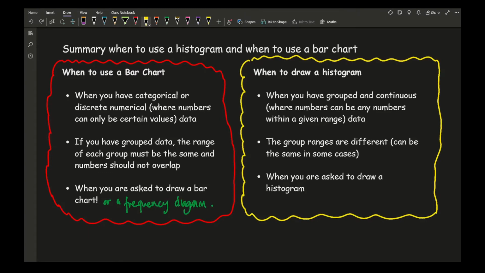Also, the group ranges are different. It can be the same in some cases, but I would say the group ranges generally are going to be different. And also, you draw a histogram when you are specifically asked to draw a histogram. If you were asked to draw a frequency diagram, don't opt for a histogram, go for a bar chart. It's a lot easier and less strenuous on the brain. So only draw a histogram when you've specifically been asked to do so.